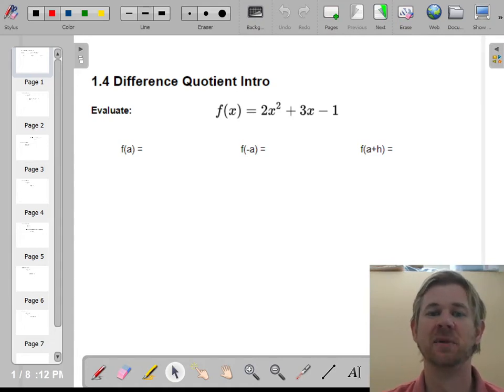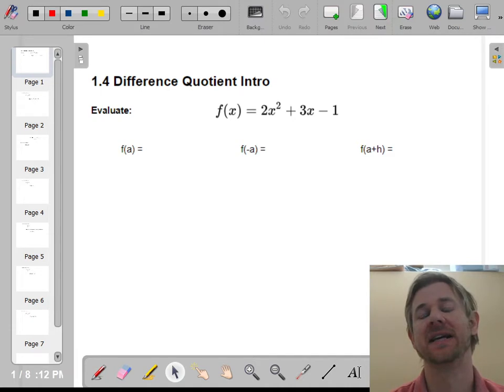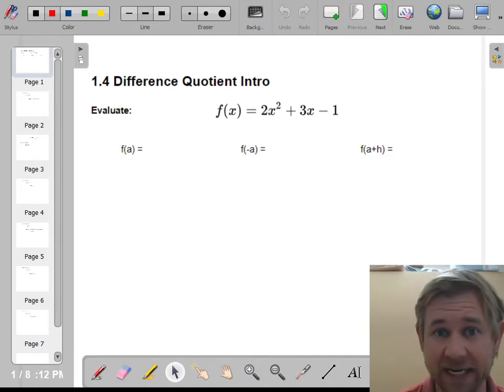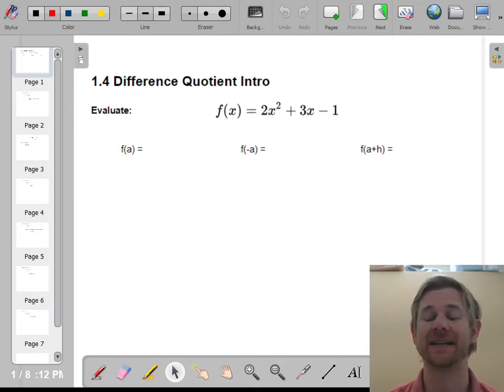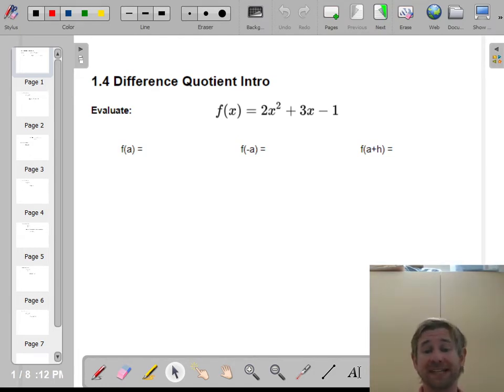Hello, ladies and gentlemen. We're going to find the difference quotient for some polynomials today. The difference quotient is something that you will use quite a bit in calculus. It's one of the first ideas that you start to talk about. We talk about limits and slope at points and things like that. So this is a really big deal.